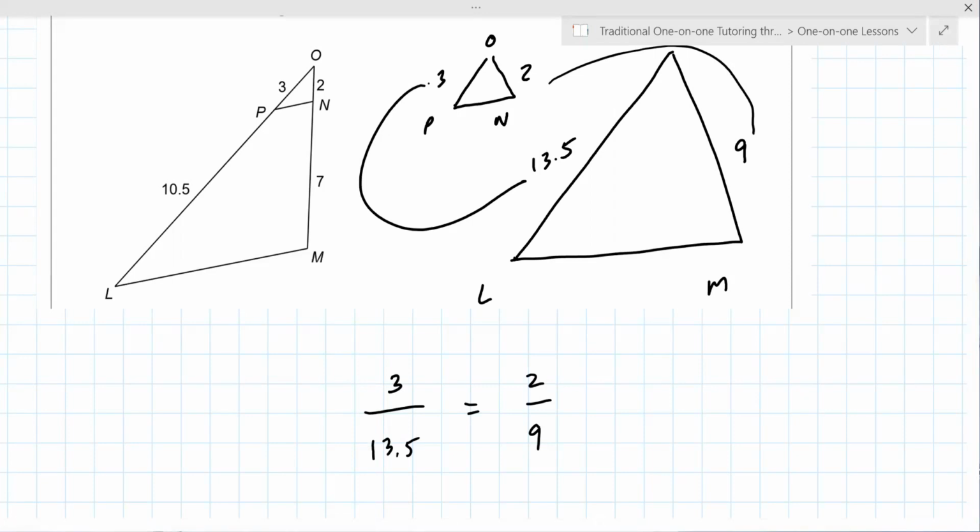Okay, hold on. Yes, they are the same. They're the same. So they share a side. And do you say they both share this angle? Yes. So side, angle, and then side.